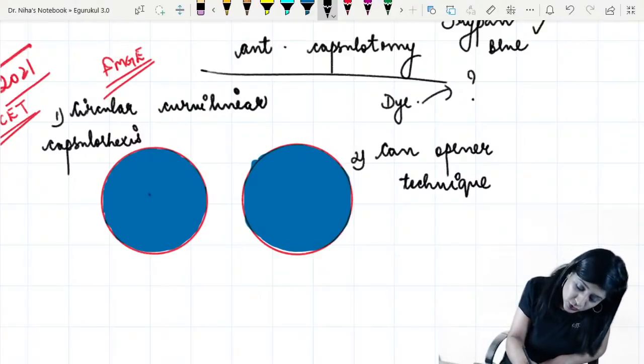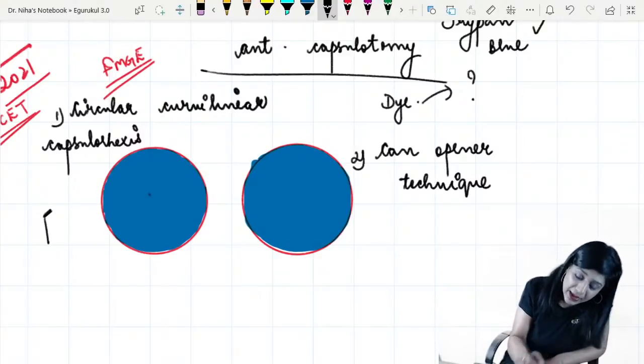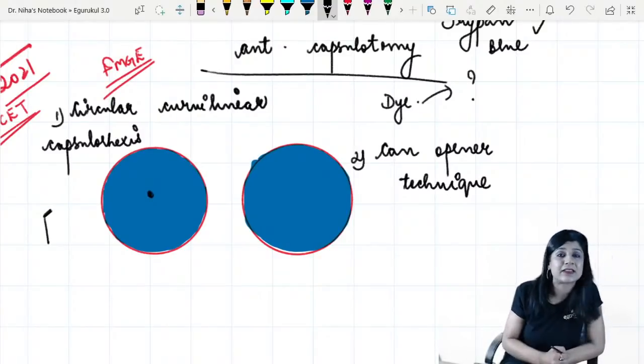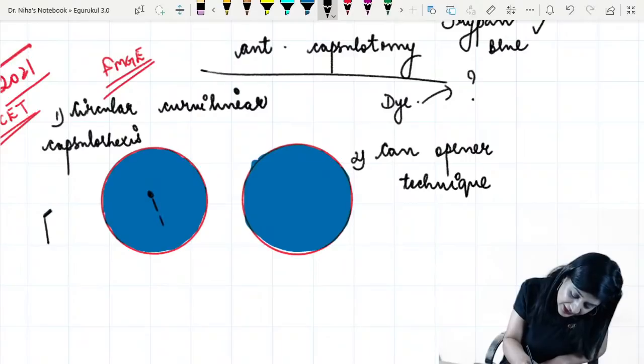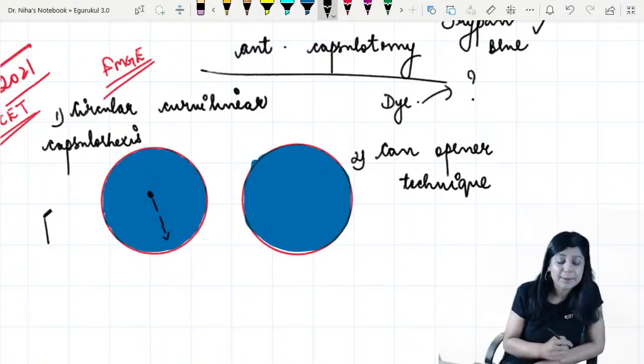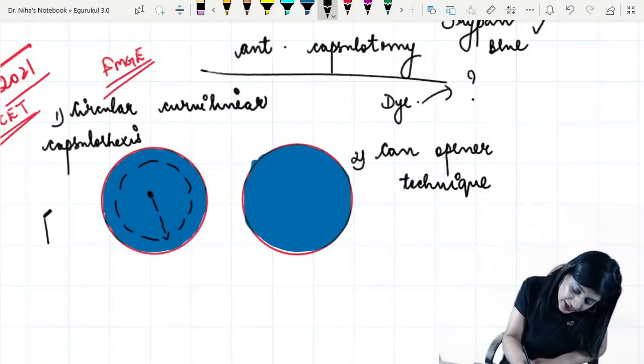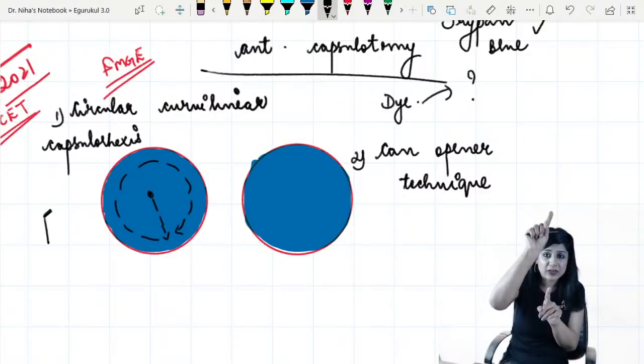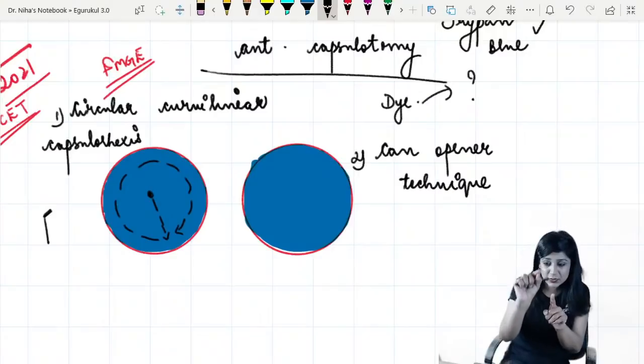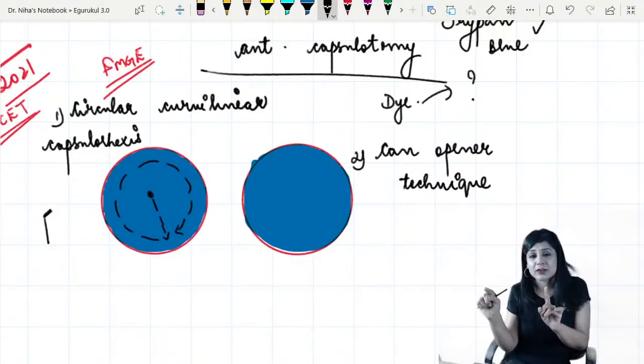So what we are going to do, with the help of this bent tip, I am going to give an incision in the center, and then I will take it to the periphery, okay, and I will extend this in a circular curvilinear fashion, something like this. So when you are giving the opening in the center, you are taking it to the periphery, and then we are going to move in a circular fashion.